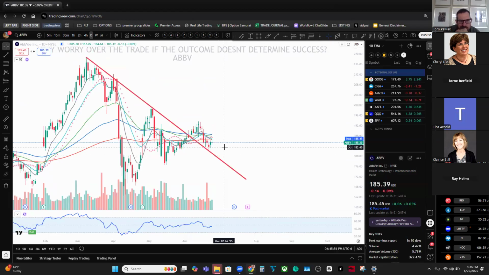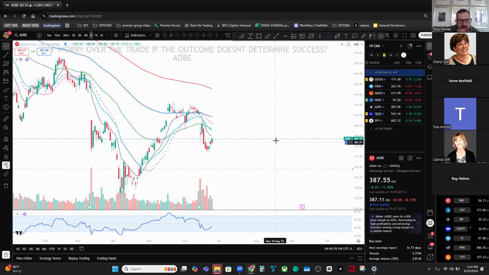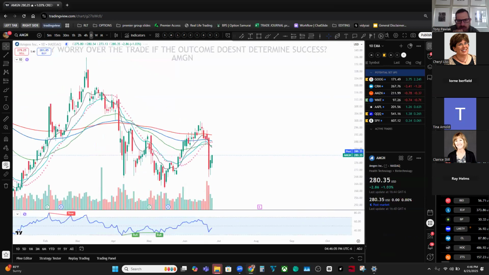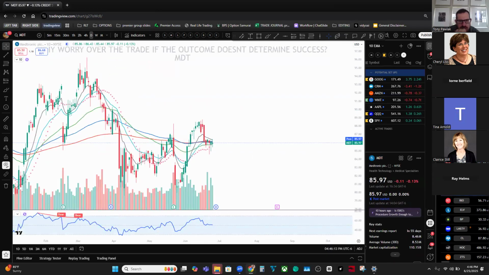This one, it's more just sideways. I don't love the probability of that one. Let me clean this up some. I don't love that one. Not even close to the 10 EMA. That's in a bull trend, so I don't want to look bearish.